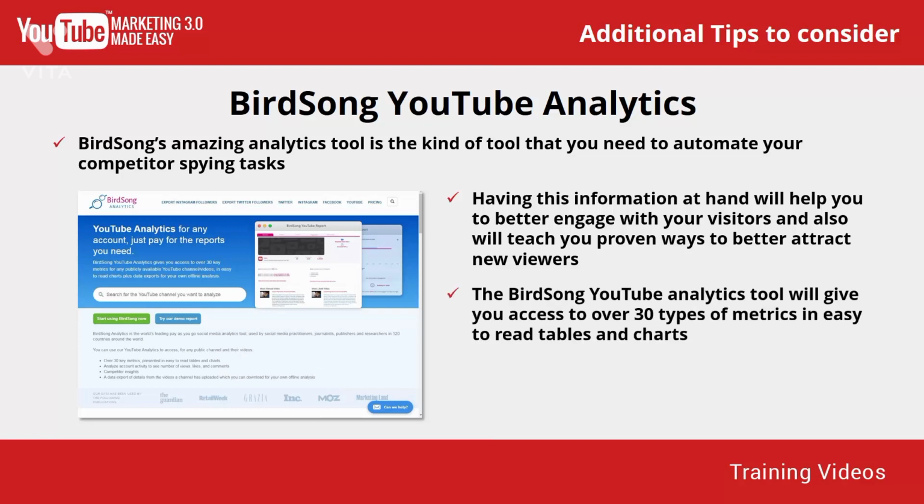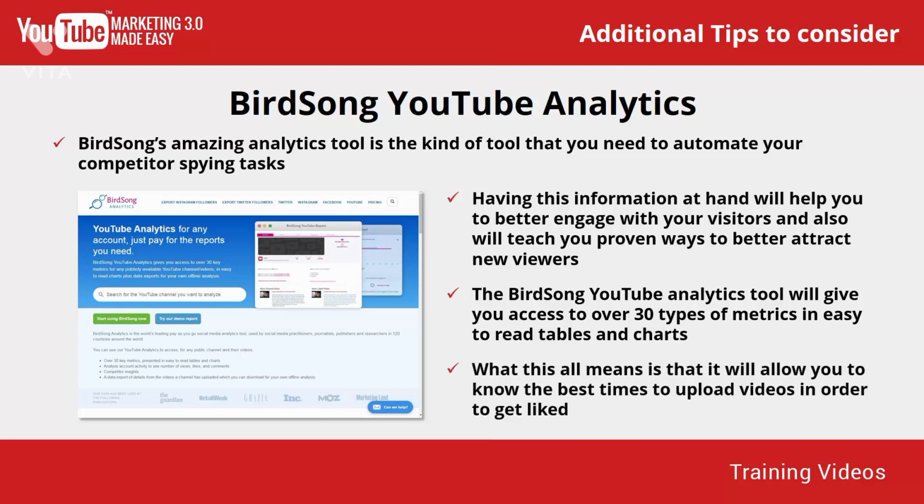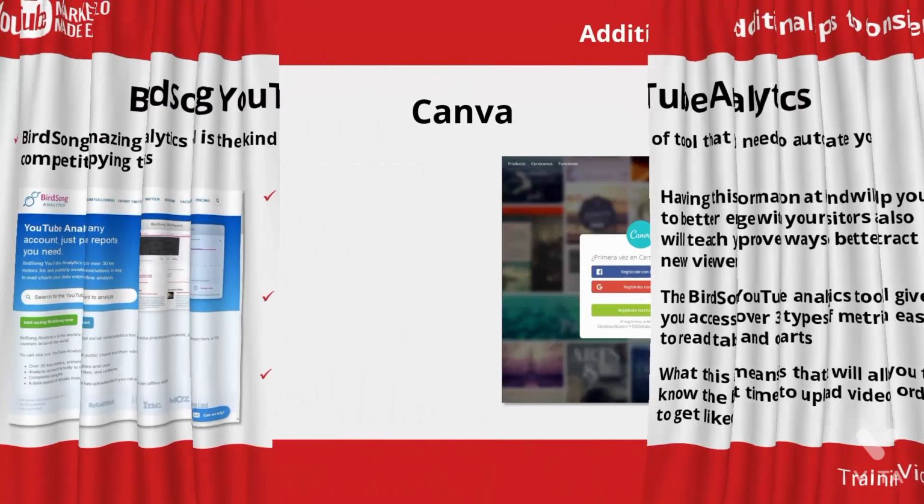The Birdsong YouTube Analytics tool will give you access to over 30 types of metrics in easy-to-read tables and charts to analyze account data that will allow you to check the number of views, likes, and comments that your most successful competitors are getting on their videos, and to get a data analysis report that you can use on your offline research. What this all means is that it will allow you to know the best times to upload videos in order to get likes, the best days to upload certain types of videos, the best times to upload and get comments, to know how video duration affects engagement in certain niches, and which types of words are captioned the most, among many other metrics.